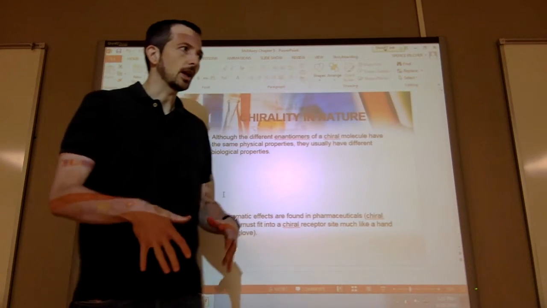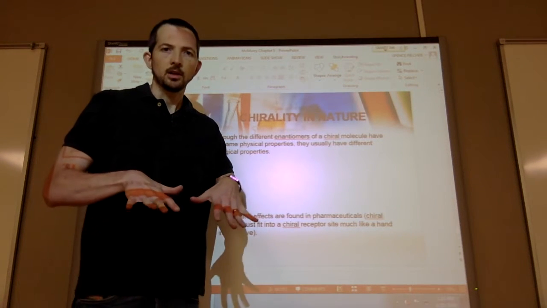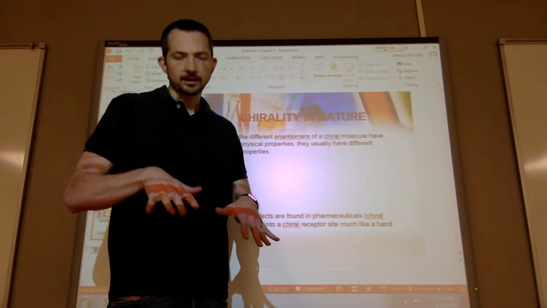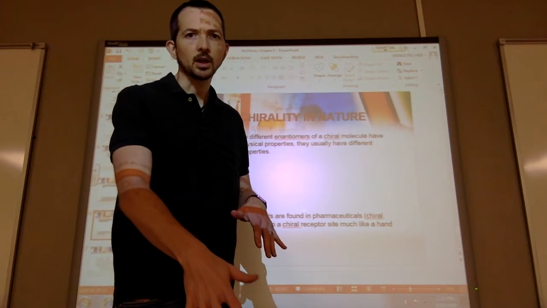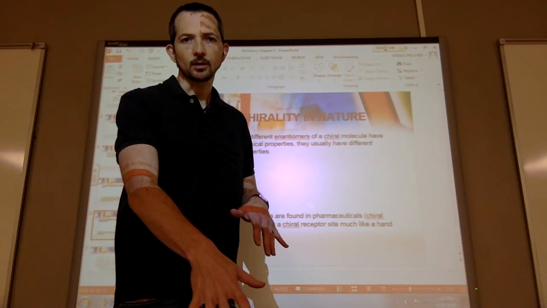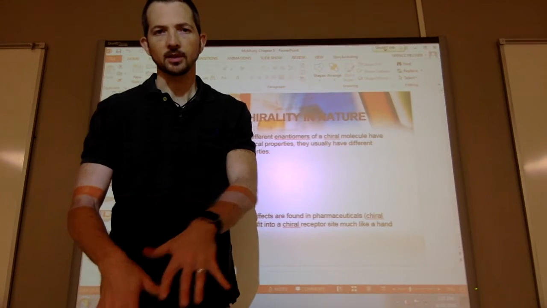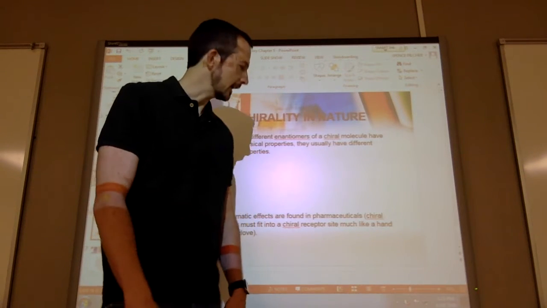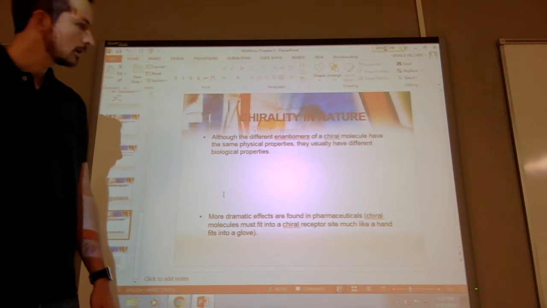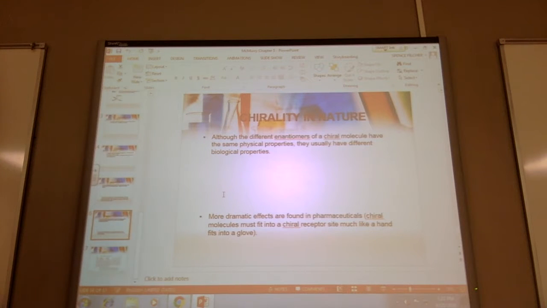In your body, you have these drug receptor sites that are like a glove. Say it's a right-handed glove: the molecule comes in and fits into that drug receptor site. The other enantiomer will not fit to that drug receptor site. And so it's only one of the stereoisomers that's actually active in your body. So let's look at your textbook for some further examples of this.